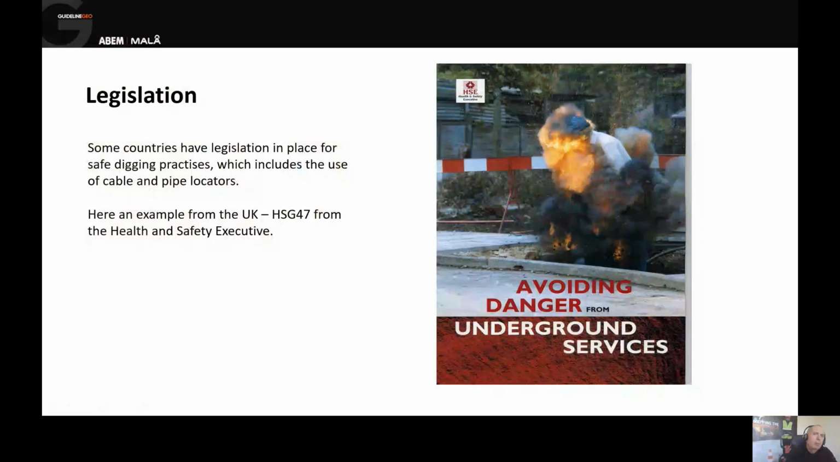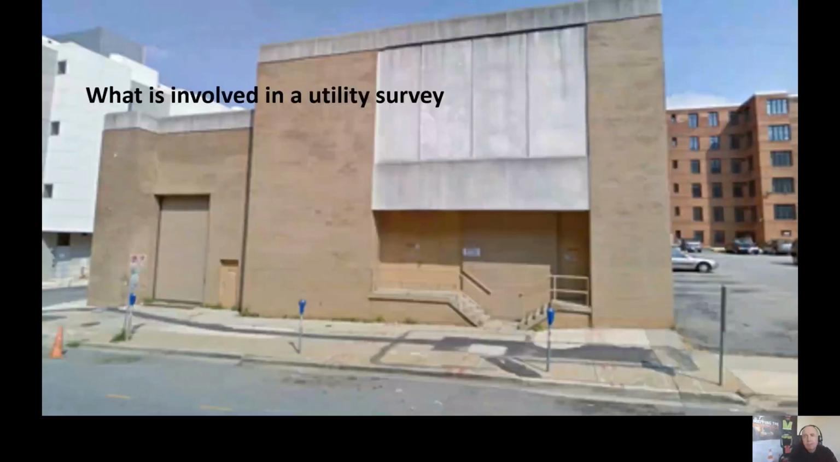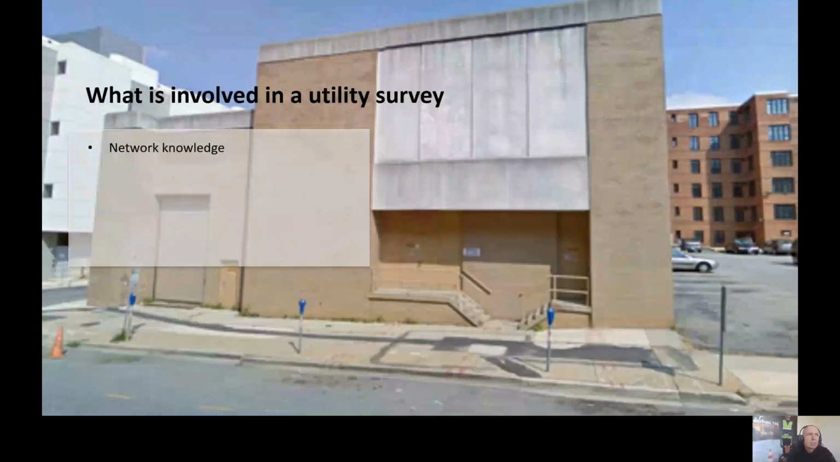So when we look at utility locating itself, I think the first question here is what is involved in the utility survey, and there's various different factors. It's not just about using a locator. It's not just about using a GPR, etc. There are a number of factors when it comes to this. The first thing is a little bit of network knowledge.